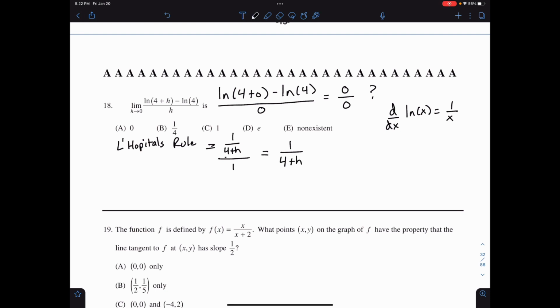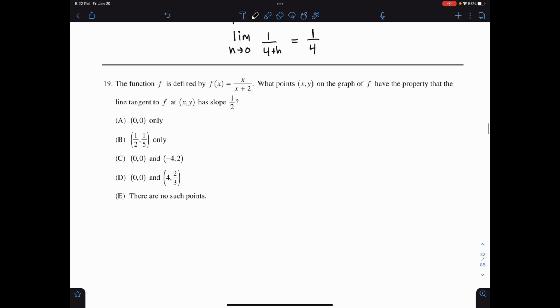And we find the limit of this. And so the limit as h approaches 0 of 1 over 4 plus h is just 1 over 4. And that's our answer. The answer here is B, 1 over 4.